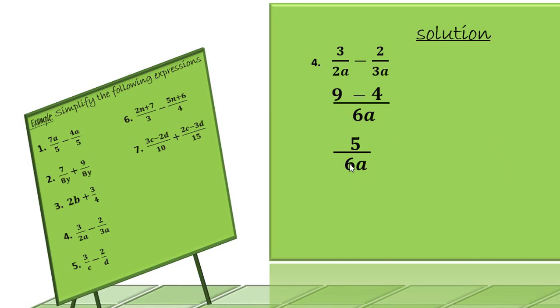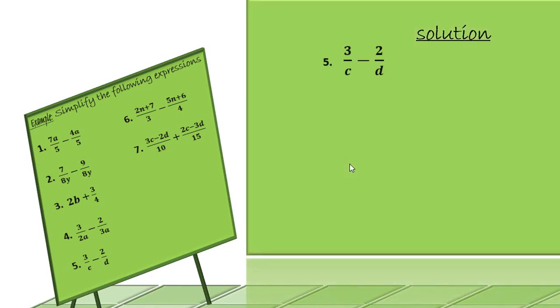So let's move on, and here we have 3 over c minus 2 over d.